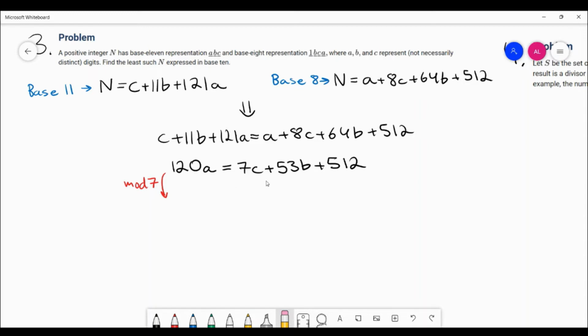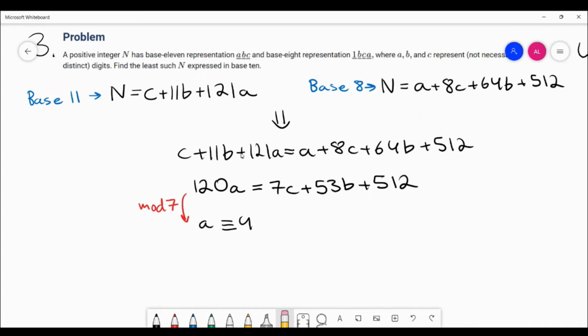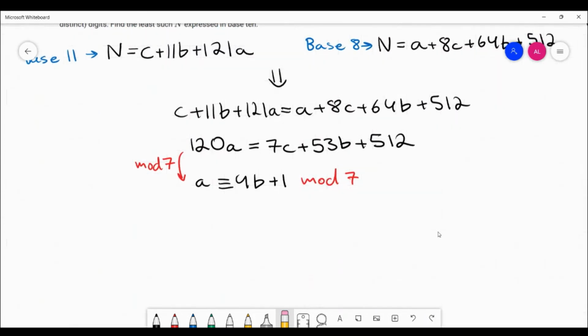So when we reduce to mod 7, notice that the 7c just cancels out, and the a doesn't have a coefficient because 120 is congruent to 1 mod 7. In other words, when we divide 120 by 7, the remainder is 1. And the same actually goes for 512. So we will have a very nice and clean equation without the c and mostly without the a and without this giant constant when we take the equation mod 7. So that means that a, because 120 is congruent to 1 mod 7, is congruent to 4b plus 1 mod 7. That's what this whole equation simplifies to.